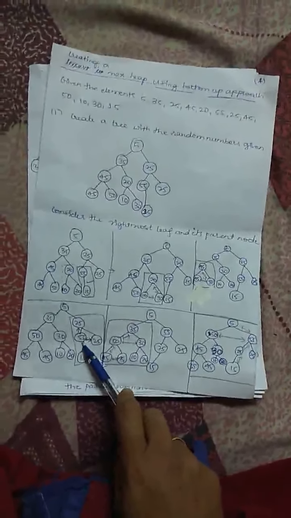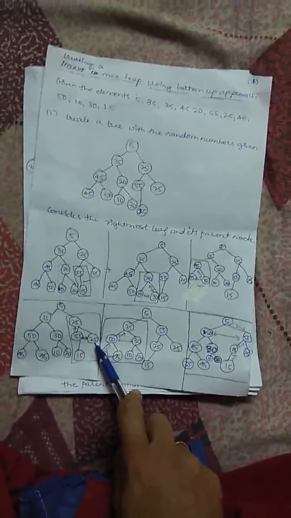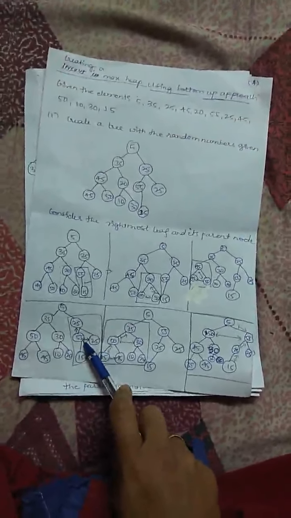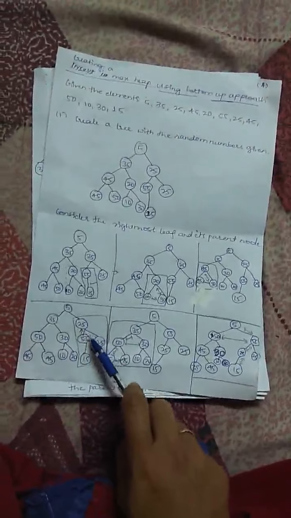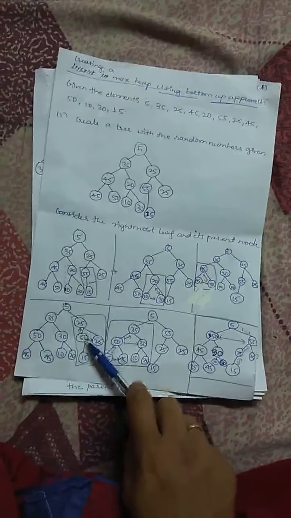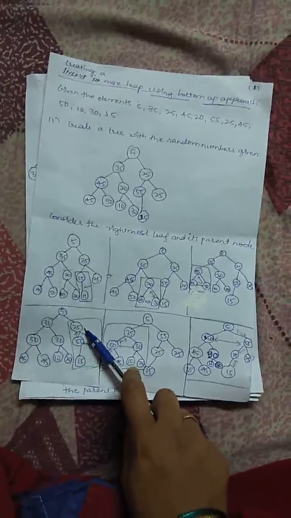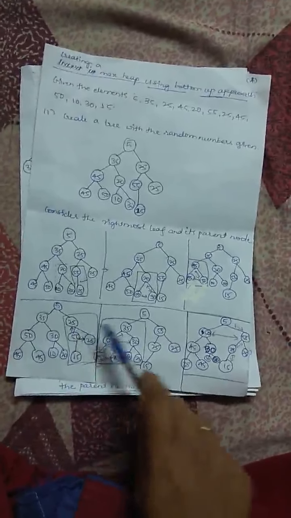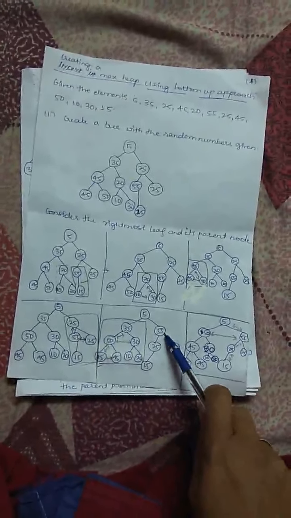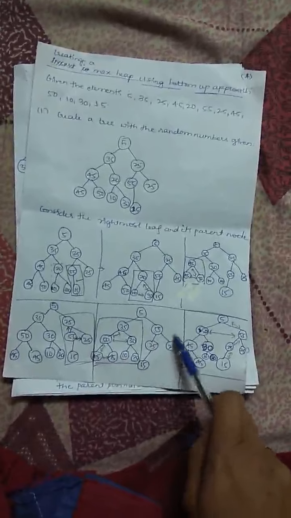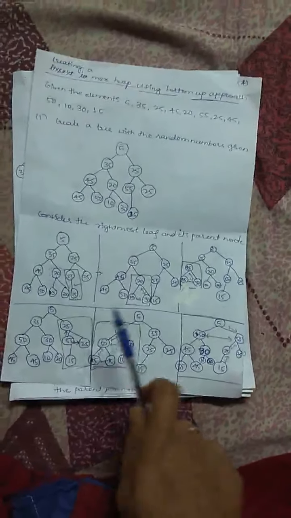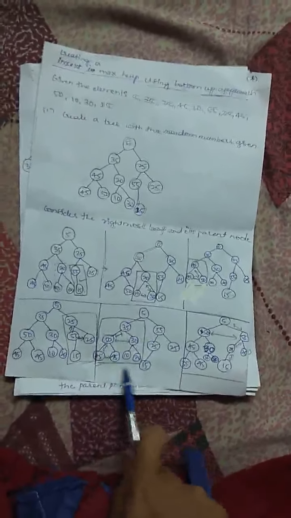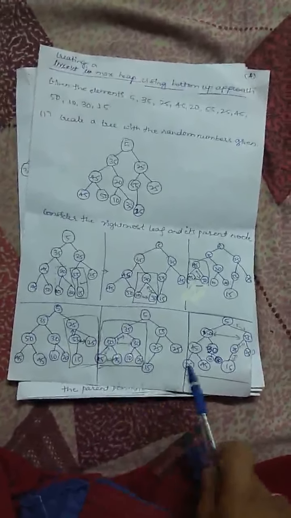Now compare 55 and 25 here. Which one is greater? 55 is greater. Compare the root value with that, 55 and 25. Which one is greater? 55. So just swap this. After swapping we get 55 and 25. Everything else is the same. Next level, this part is considered.